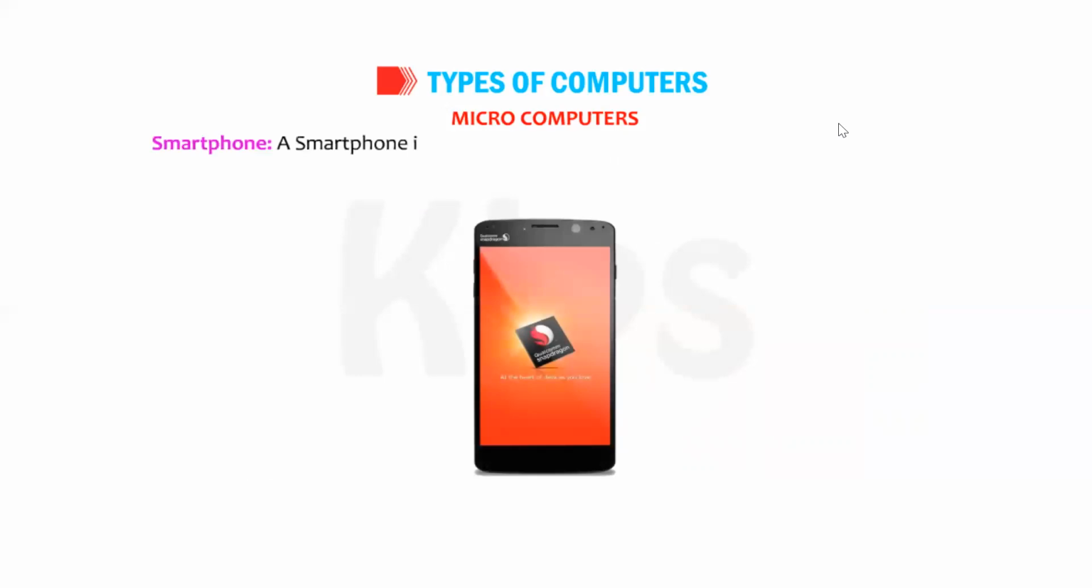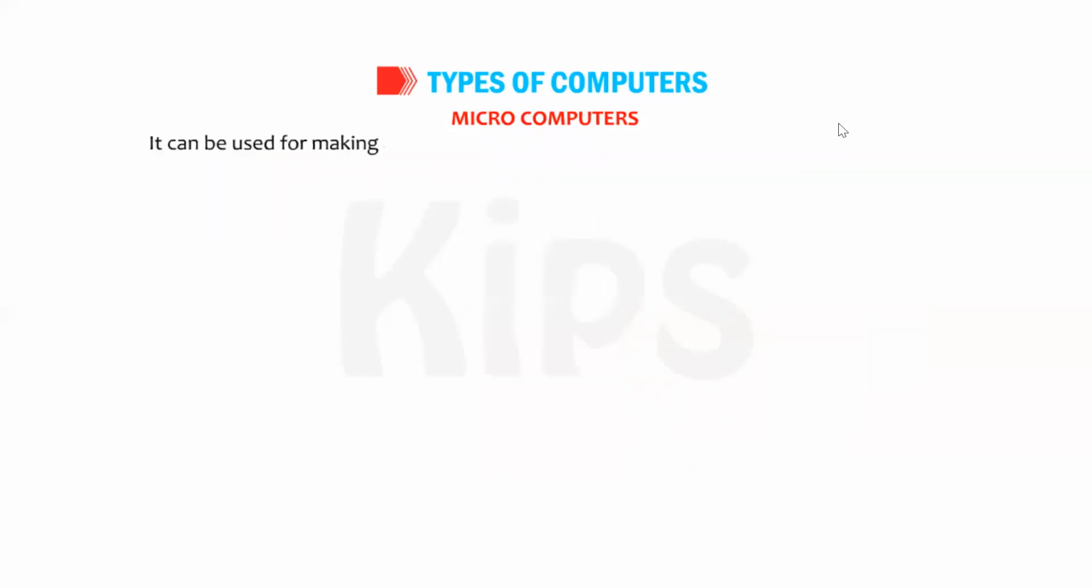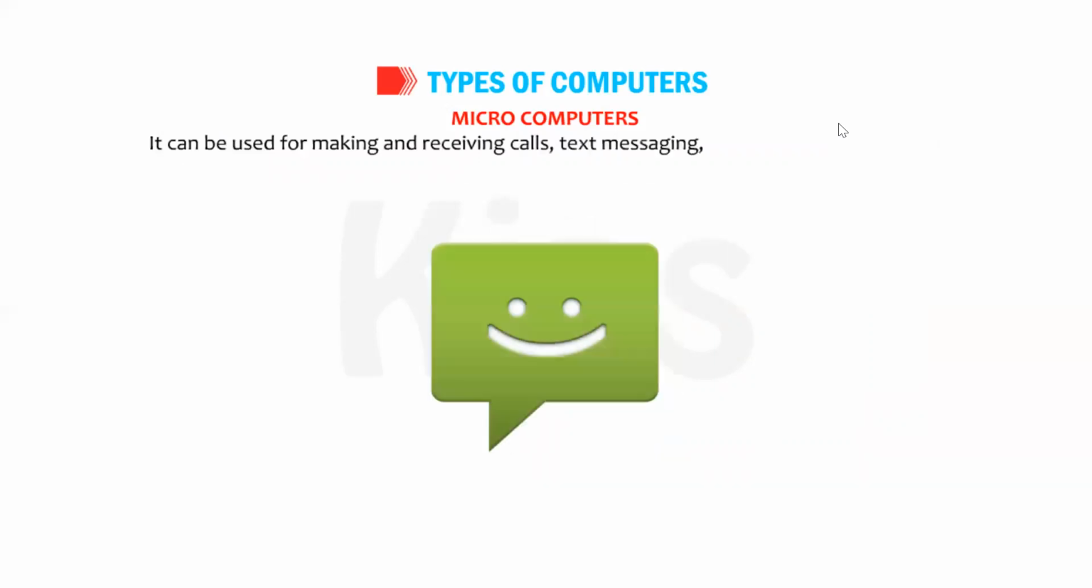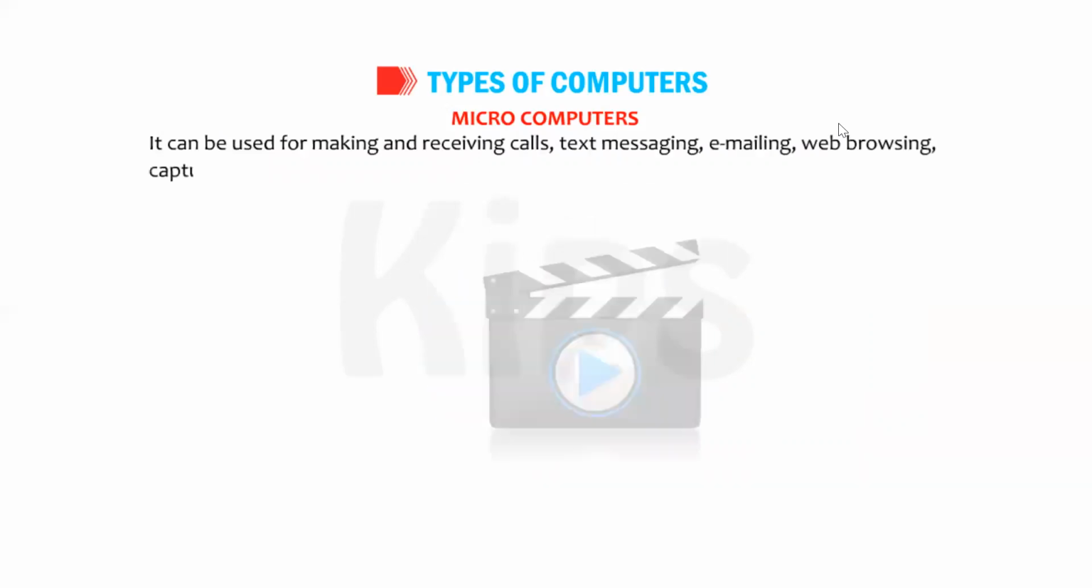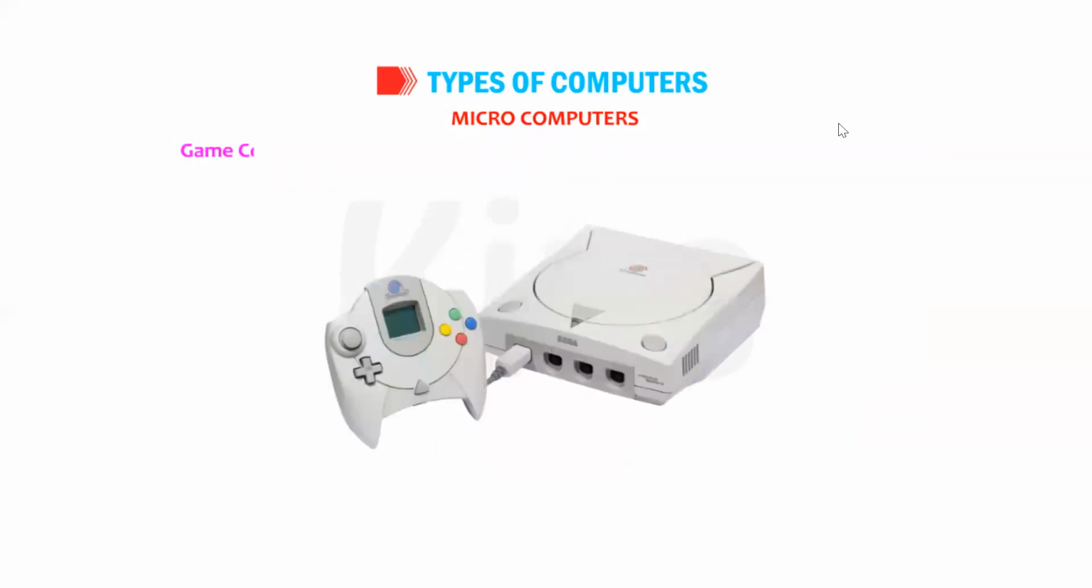Smartphone. A smartphone is a handheld device that combines features of a personal computer with other common features of a mobile phone. It can be used for making and receiving calls, text messaging, emailing, web browsing, capturing and viewing videos, gaming and much more.